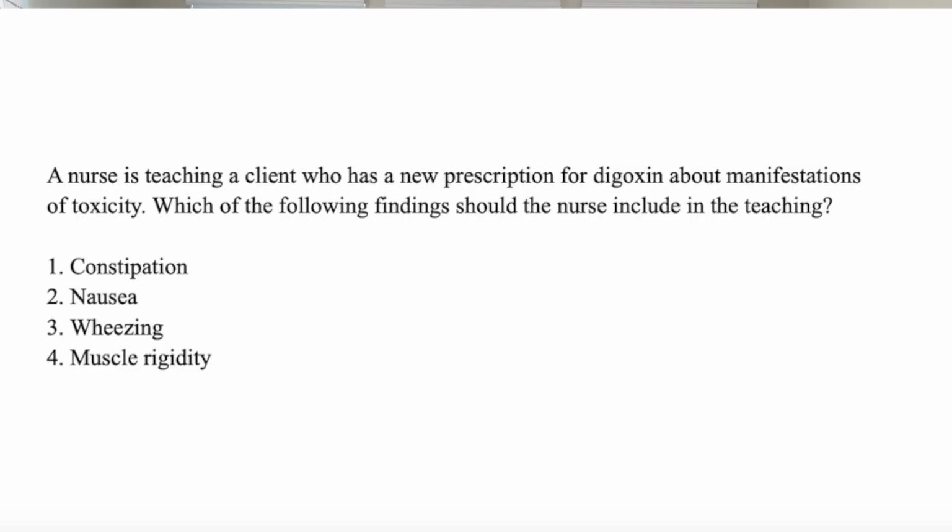Number 4. A nurse is teaching a client who has a new prescription for digoxin about manifestations of toxicity. Which of the following findings should the nurse include in the teaching? 1, constipation, 2, nausea, 3, wheezing, or 4, muscle rigidity?